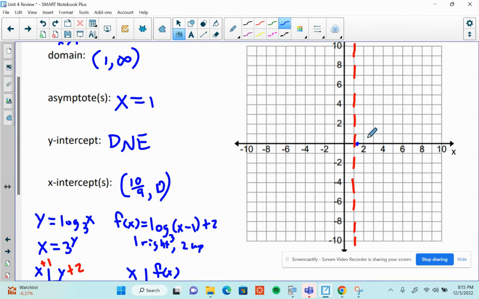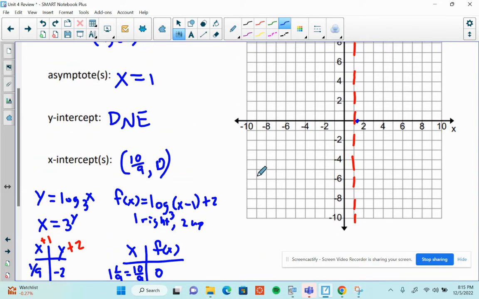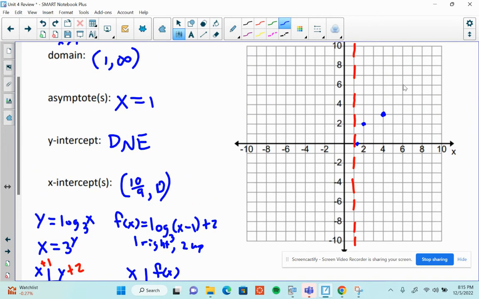What else did we have? We had 2, comma 2. So look at your table of values. We have 2, comma 2. We have 4, comma 3. We have 10, comma 4. Yeah, 10, comma 4. All right. Look at your table of values. 10, comma 4.